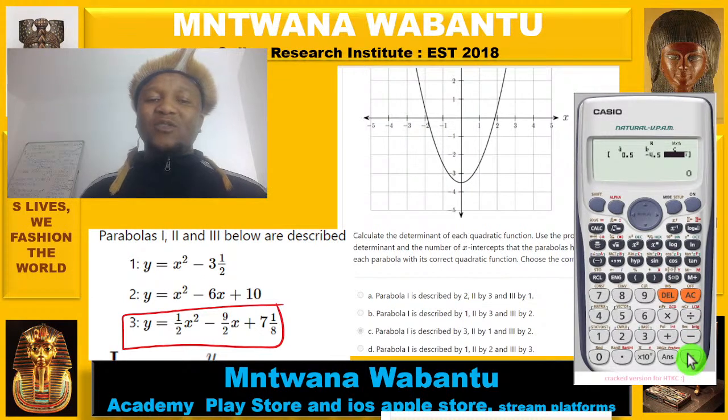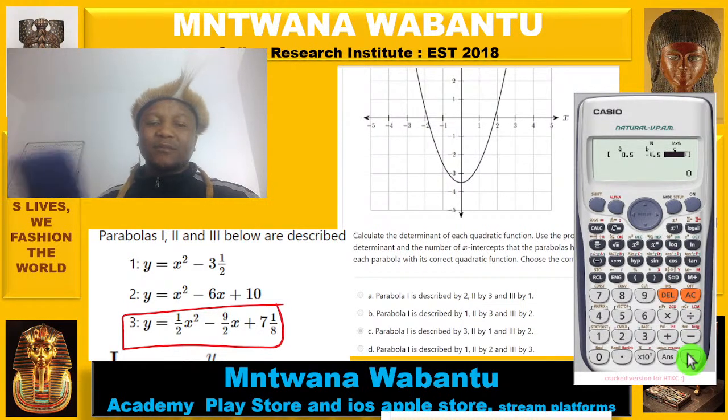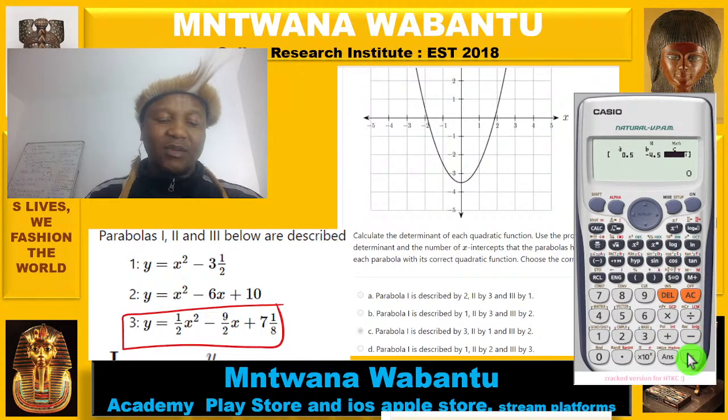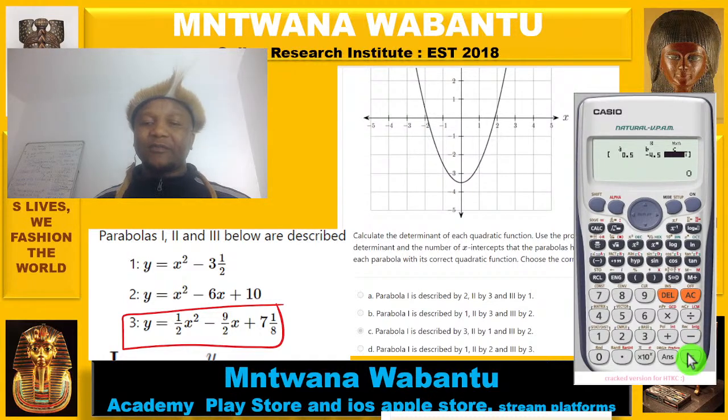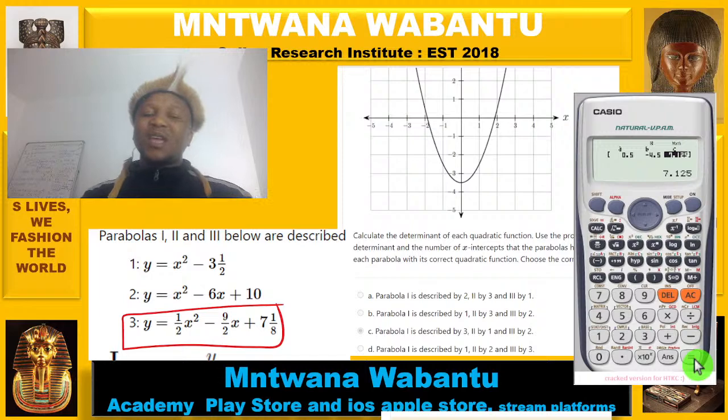And then I go for the last one, 7 1 over 8. So take a calculator, put in decimal, 7 1 over 8. I can say, okay, take my calculator, 7, shift, 7 1 over 8, or you can change to decimal. And this is 7.125. So then say equal.